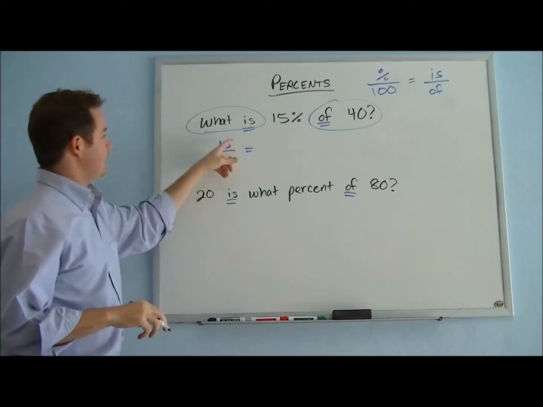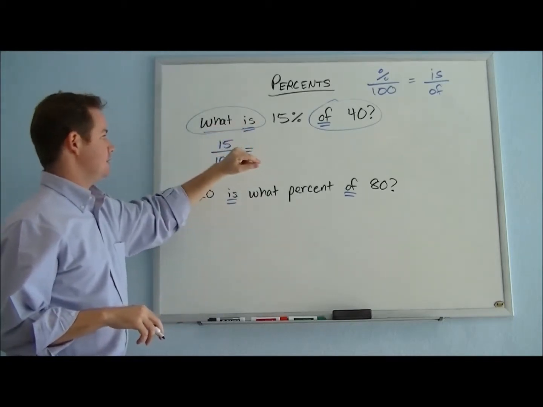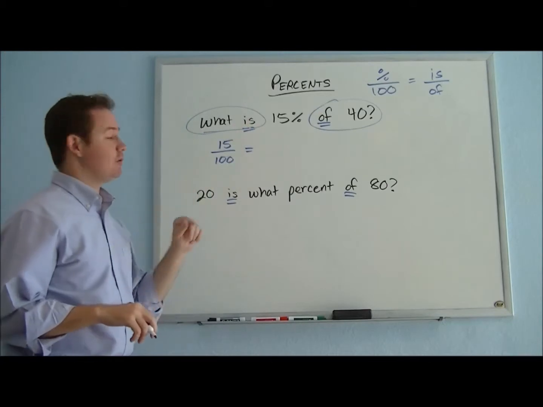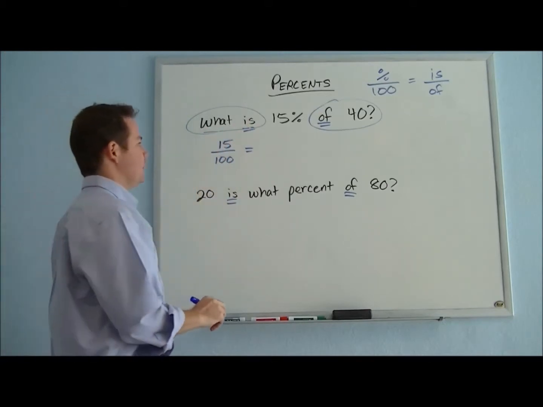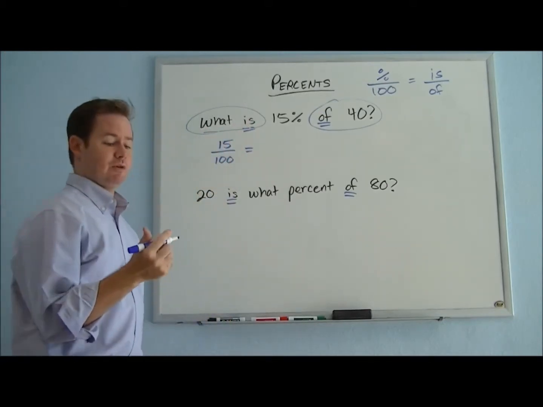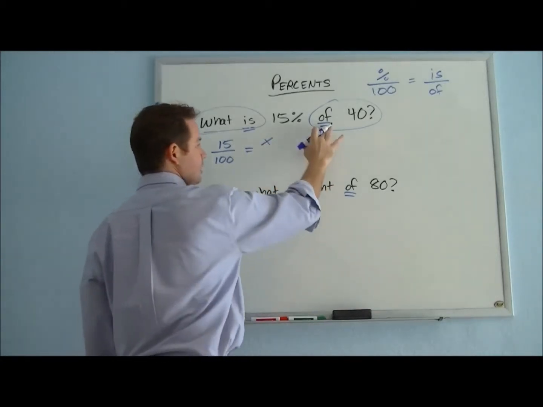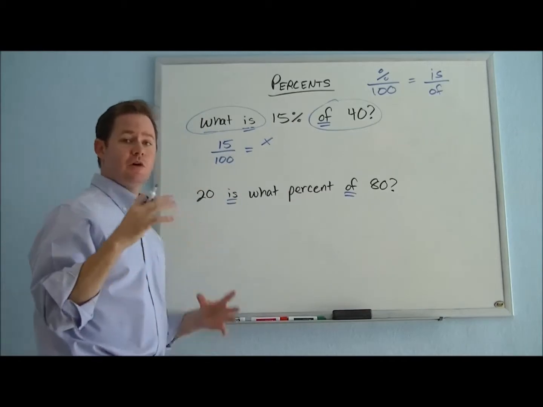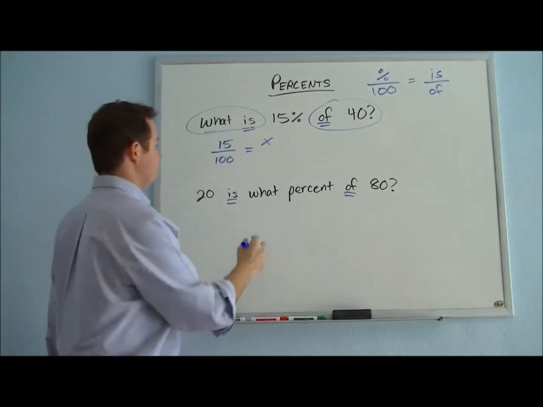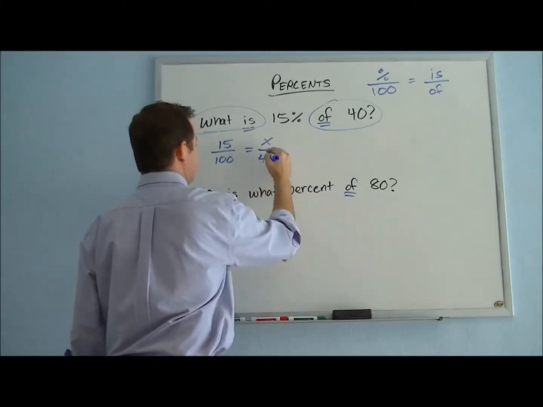And here it says what is, which means that the is part we don't know. It's asking for that part. So if there's something that we don't know, we want to represent that with a variable. So we use x. And then it says of 40. 40 is the whole. 40 is the larger value here. So we're going to put x over 40.